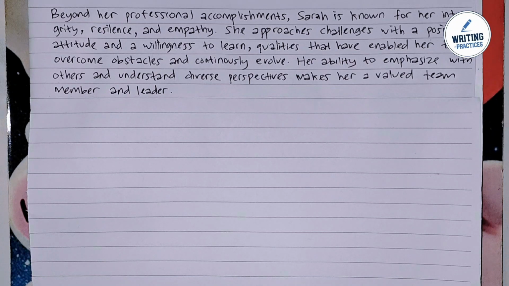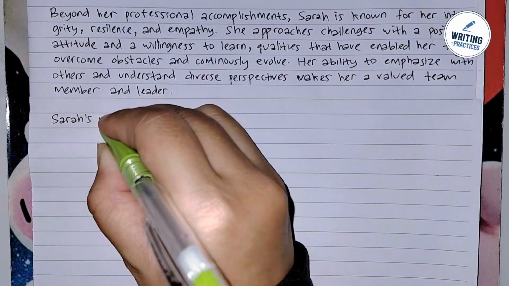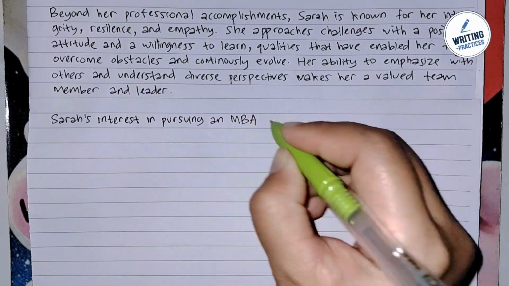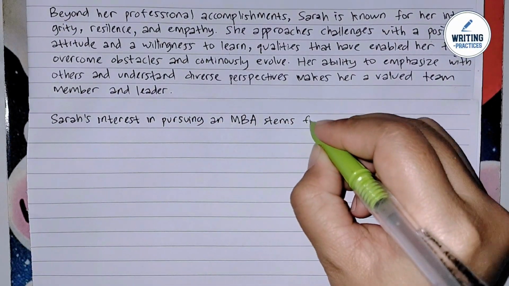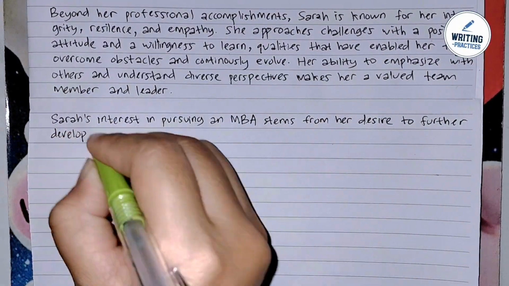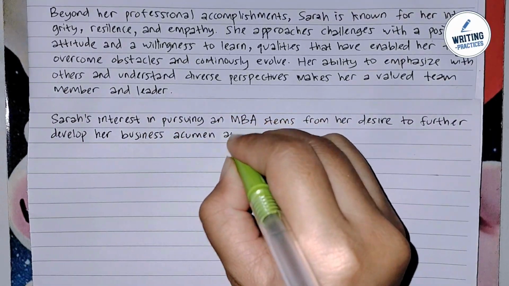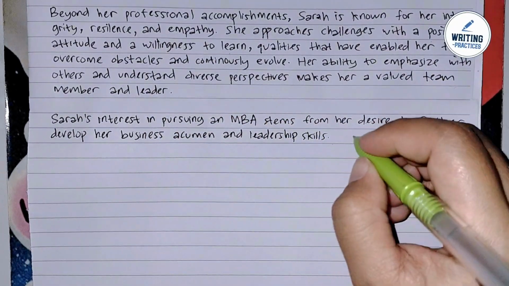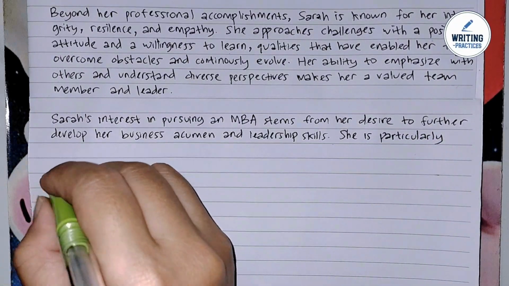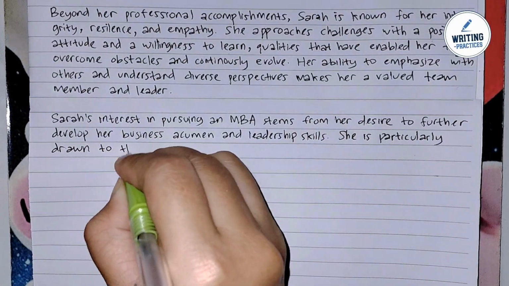In paragraph 4, this is where you write about the applicant's motivation for pursuing an MBA. You should discuss the applicant's motivation for pursuing an MBA and how the program aligns with their goals. So, what to write? Here, you can start introducing the applicant's reason for pursuing an MBA, connecting it to their career or personal development. You may check this example. Sarah's interest in pursuing an MBA stems from her desire to further develop her business acumen and leadership skills.